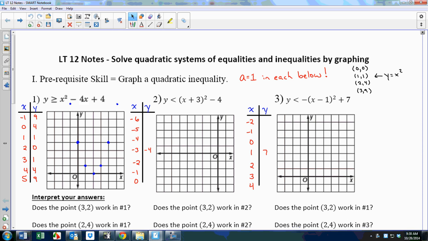Because number 1, when you graph number 1, remember back to the last unit, greater than or equal to, you would have graphed a solid line and you would have shaded above. Same thing here with a parabola. It's just not a line. Graph a solid parabola, shade above. Now, when we move into the system part, there's just going to be 2 inequalities instead of 1.